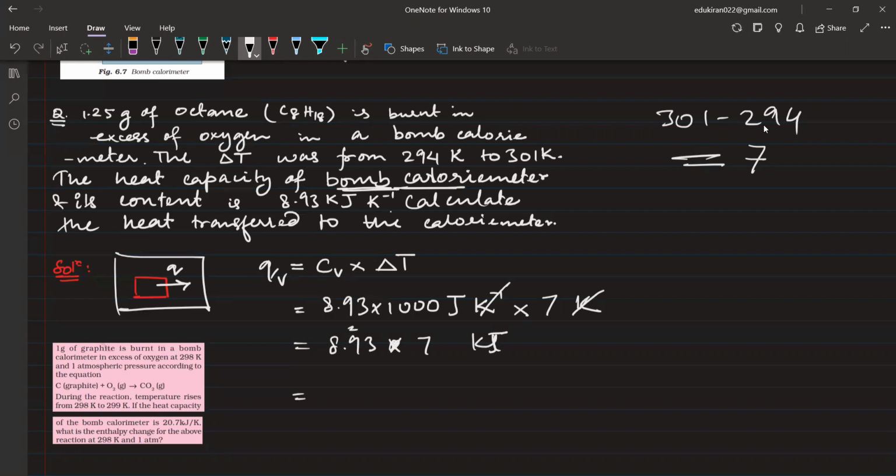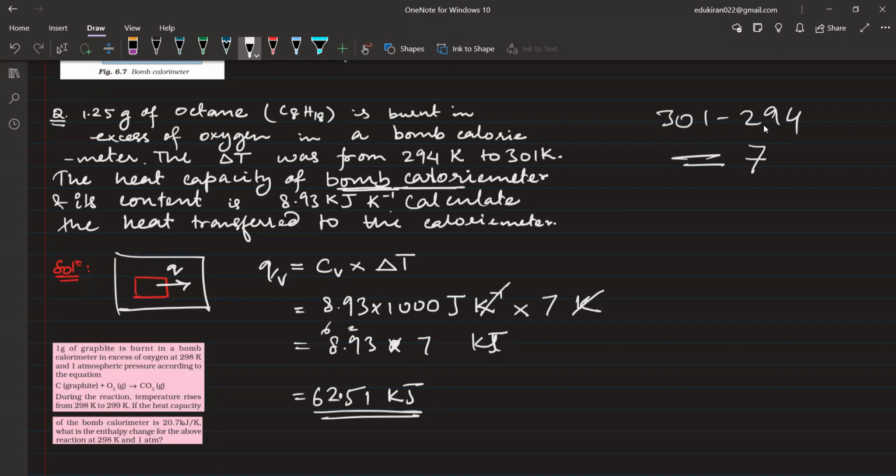21. 7 nines are 63. 63 plus 2 is 65. 7 eights are 56. 56 plus 6 is 62. So 62.51 kilojoule.